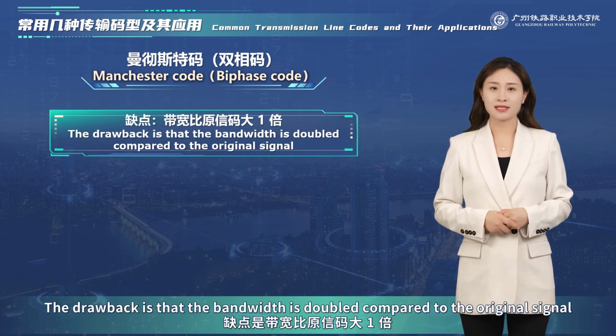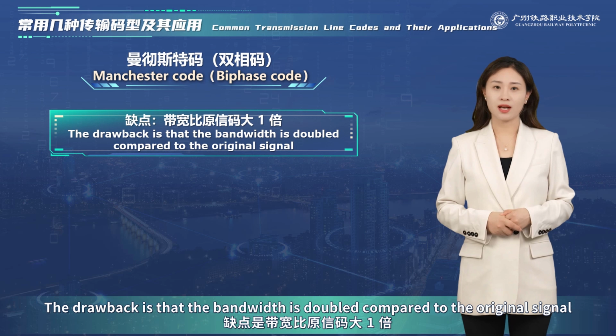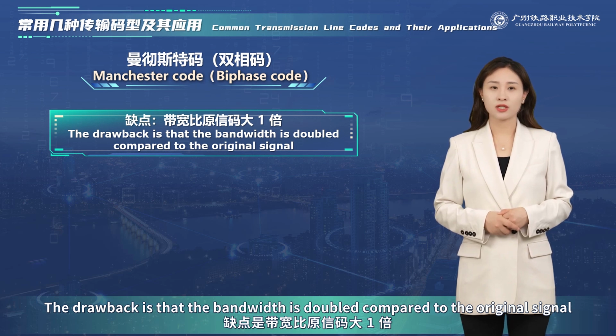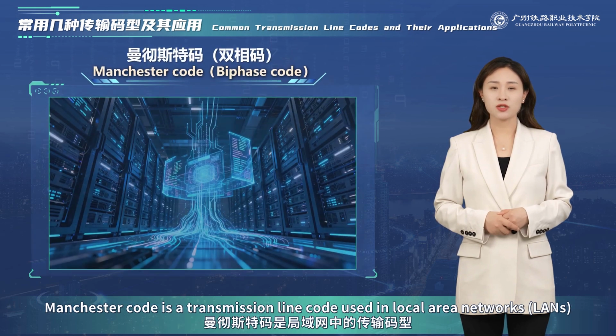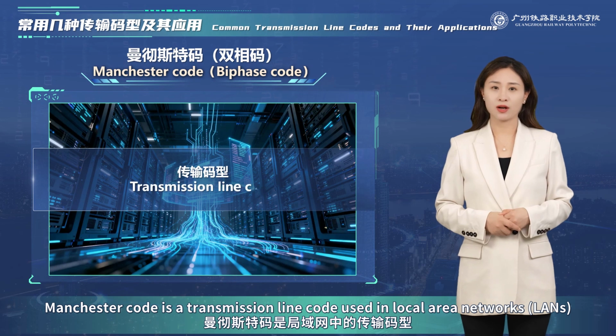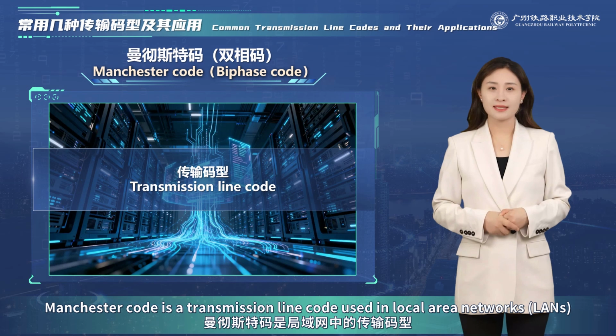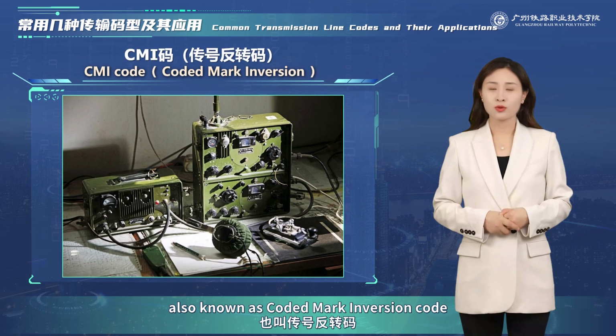The drawback is that the bandwidth is doubled compared to the original signal, because the symbol duration after encoding becomes half of the original. Manchester code is a transmission line code used in local area networks. CMI code, also known as coded mark inversion code.